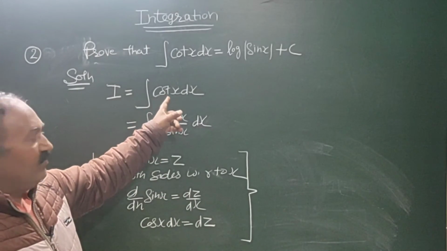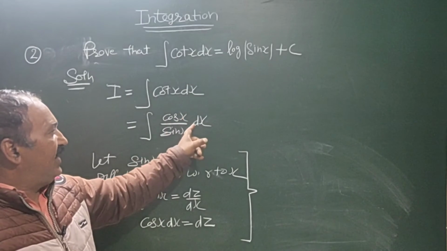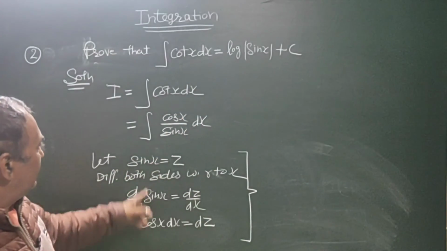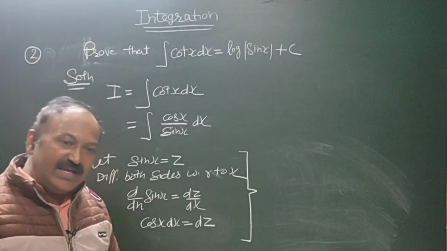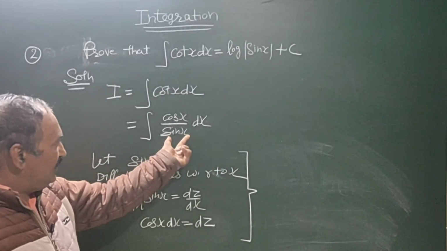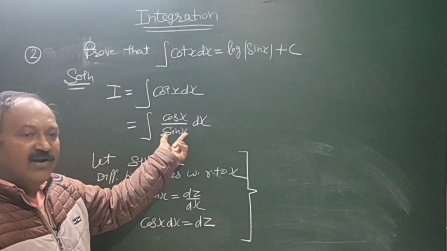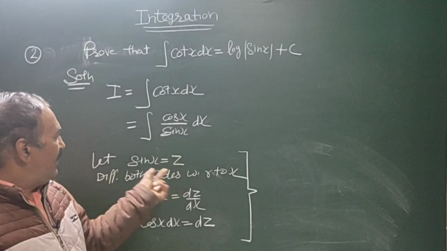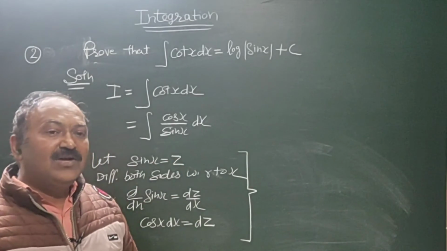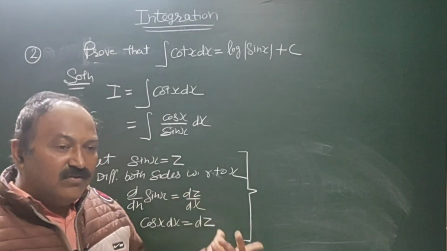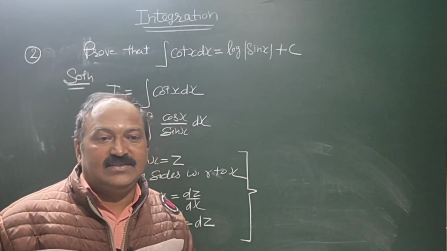Therefore, putting cot x is equal to cos x upon sin x, we get I is equal to integration of cos x upon sin x into dx. Substituting this denominator sin x as z or another variable. Let sin x is equal to z. Substitution is done to change the complicated questions into simple formulas.